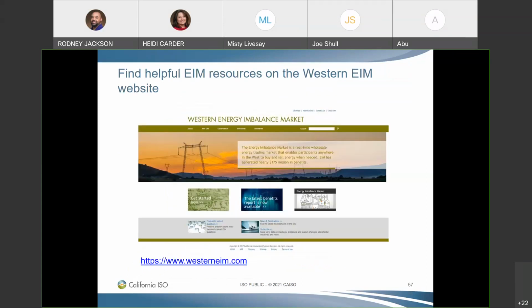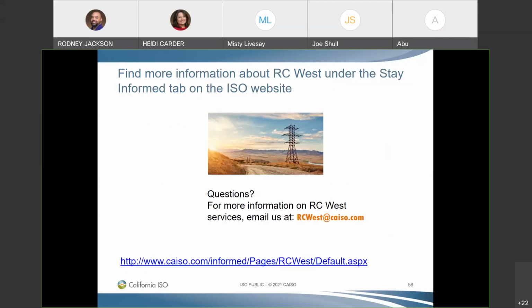Now, there have been some questions about the EIM. Information can be found here at the Western EIM site. I really encourage you to go here and read some information. It is such a benefit to have the Western EIM and to be able to be part of that group, and you can see some of those benefits listed here. You can also find out more information about the reliability coordinator, because remember, we started this in November of 2019, and you can find more information here at this page.